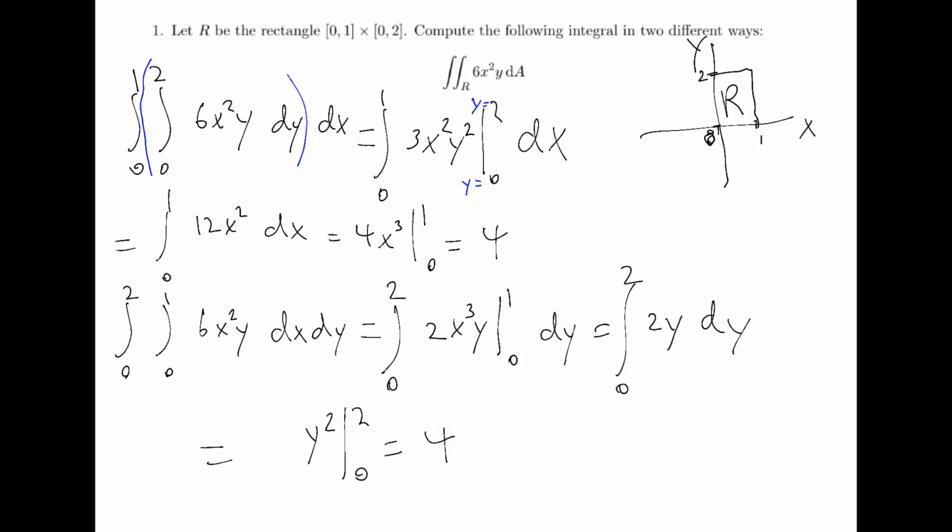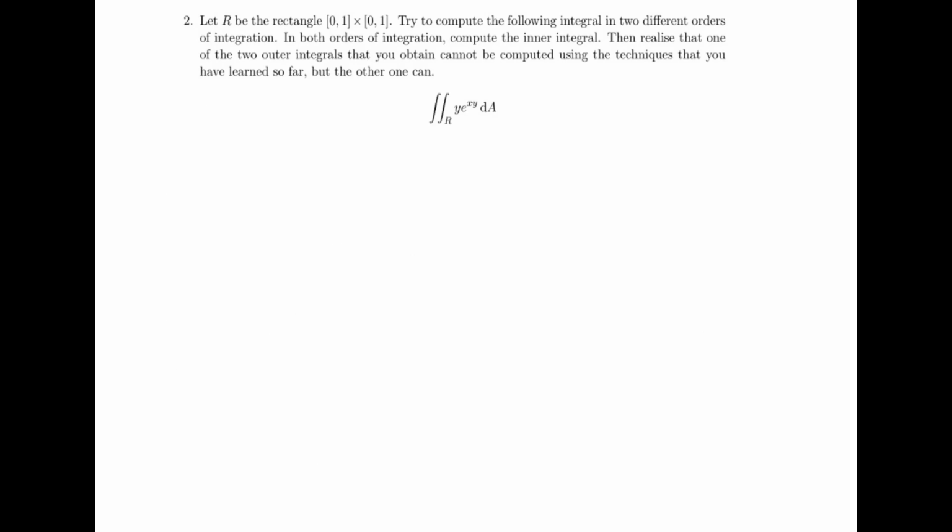Let us continue to question 2. Okay, again we have a rectangle. Let's quickly sketch it: 0 to 1 and 0 to 1. So by the same reasoning, it's like this. Now we have to compute it again in two different orders, but they're saying that for one of the orders it's not going to be clear how to compute it. Well, let's first try dy dx. So first x and then y.